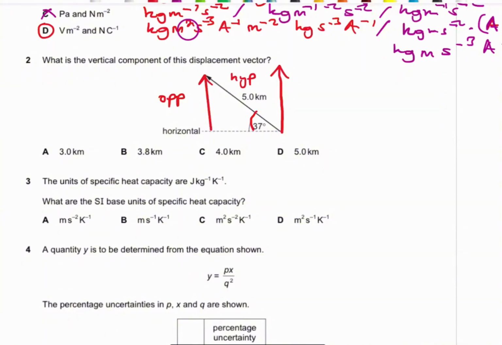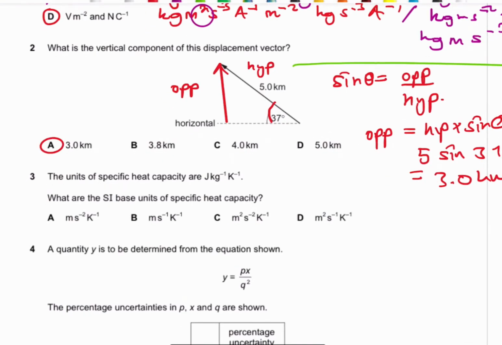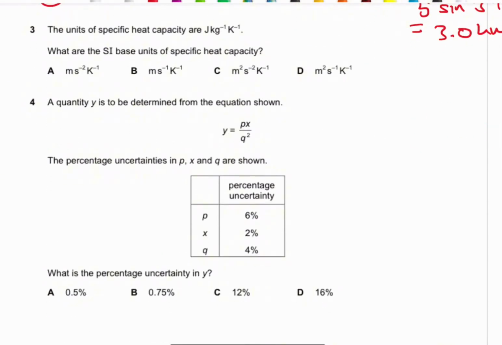So we apply the sine rule, since that is the opposite. We know that sine theta is basically the opposite divided by the hypotenuse. So our opposite is going to be the hypotenuse multiplied by sine of theta. So it's going to be 5 multiplied by sine of 37, so it's 5 sine 37, and that's going to give us 3.0 kilometers, which is going to be A. Okay, move on to question 3.